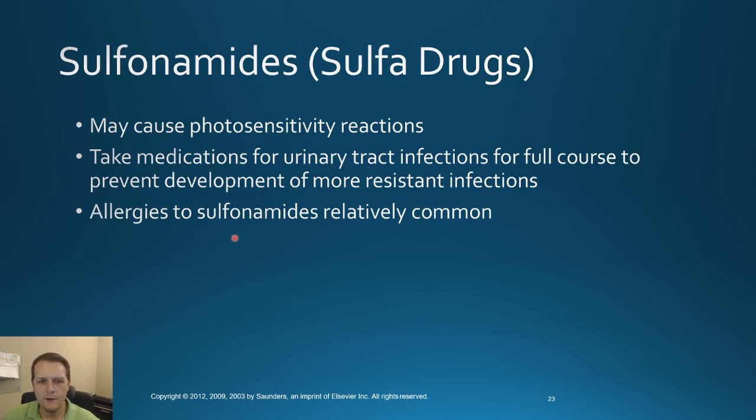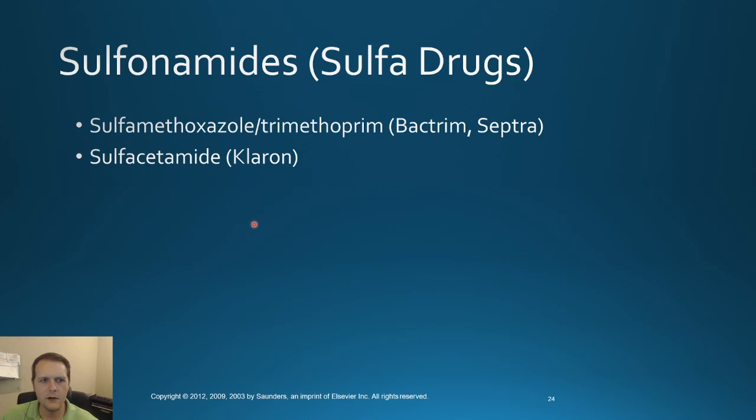And then allergies to sulfonamides are relatively common, so you always want to be careful if a patient says they have a sulfa allergy. They're probably talking about the sulfonamide group of drugs here. And the main ones you're going to run into include things like sulfamethoxazole and trimethoprim. This is a combination drug. They both kind of work in that same folic acid pathway. And otherwise, this can be known as Bactrim or Septra. And then sulfacetamide is another common one you'll either see as an eye drop or potentially as a lotion for topical use.